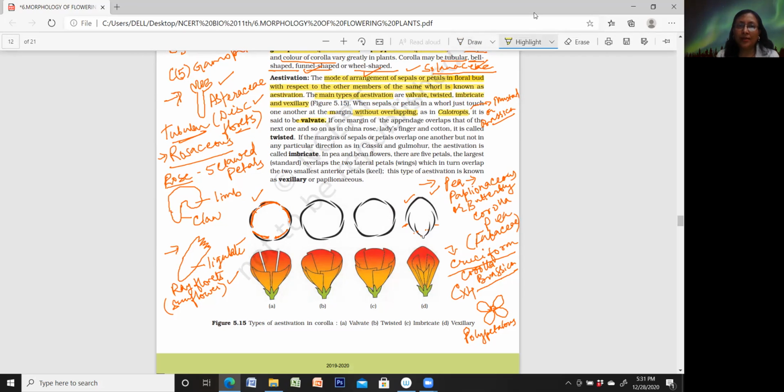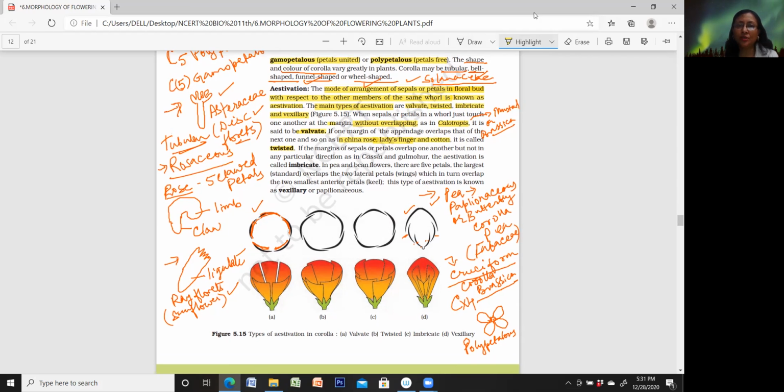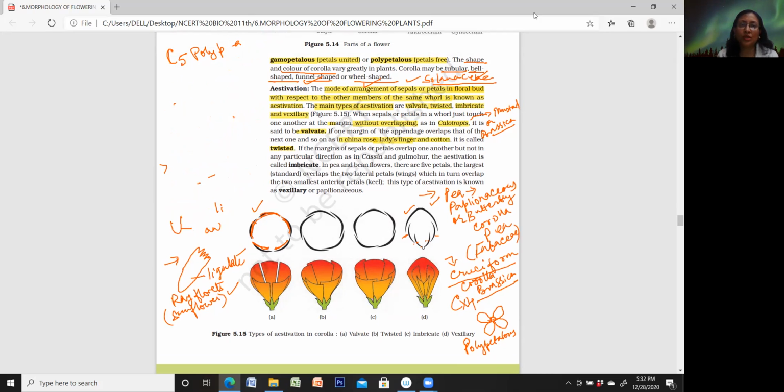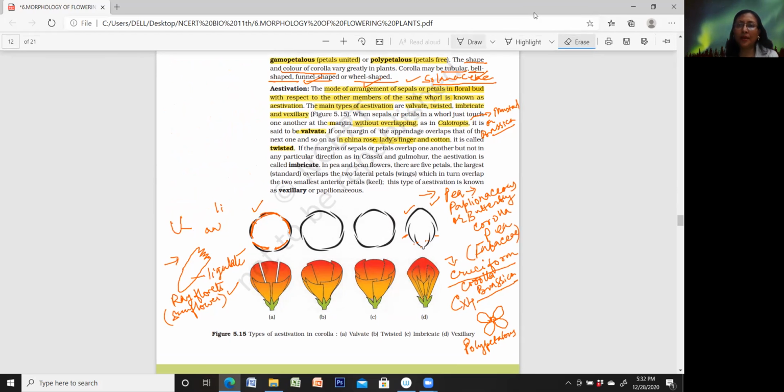Then the next is twisted, as in China rose, lady's finger, cotton. This is all the same family. China rose, I told you just now, is Malvaceae, and so is lady's finger, that is your okra, bhindi, and cotton. Cotton, all of you know, is called kapas in Hindi. So they all come in the same family, Malvaceae.